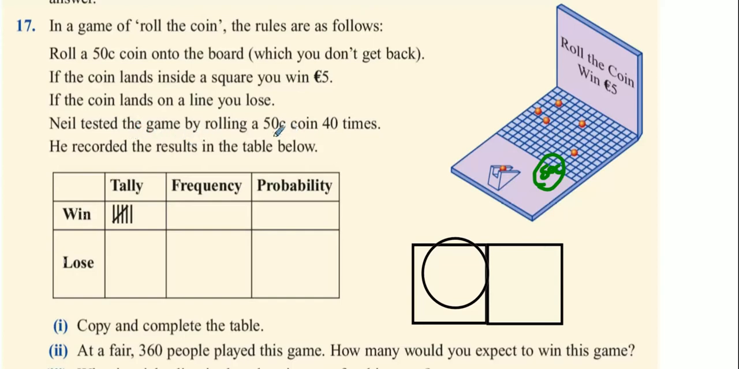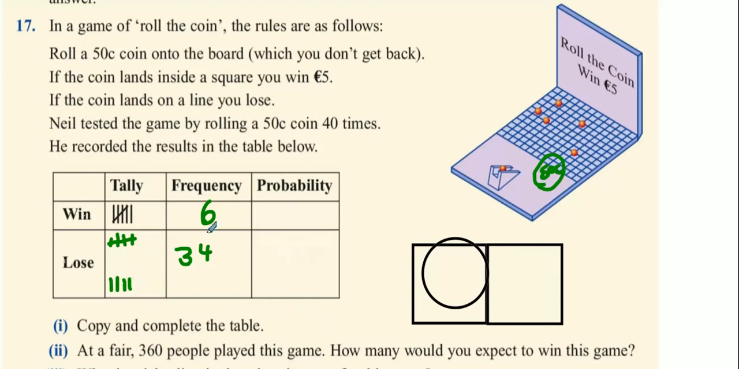Neil tests his game by rolling 50-cent coins 40 times. He recorded the results in the table below. If he won 6 times, that means he must have lost 34 times. I'm not doing the tally for 34, okay? It's basically that 5 times and then a 4 at the end. Do that 5 times and 4 at the end.